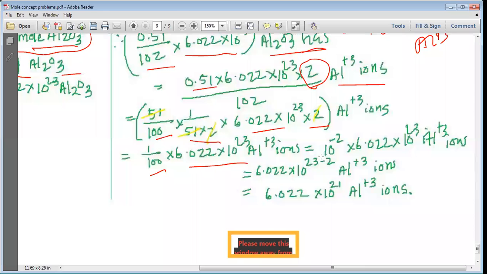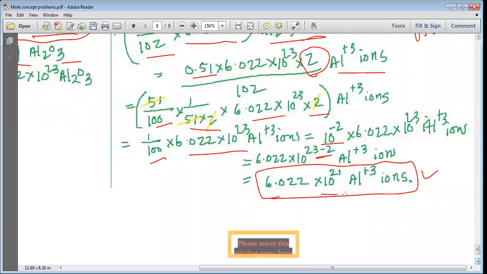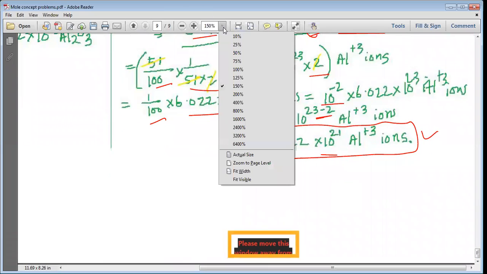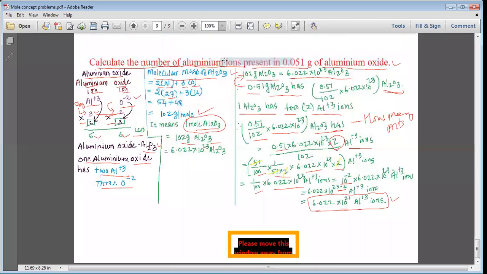1 divided by 100 is 10 to the power minus 2. And finally, we get the answer as 6.022 into 10 to the power 23 minus 2, because 1 divided by 100 is 10 to the power minus 2 and powers are subtracted. That is why the number of Al plus 3 ions that we get is 6.022 into 10 to the power 21. So this is how, my dear students, we solve the various problems from your exercises as well as your in-text questions, and now it will be easy for you to understand all these terms.